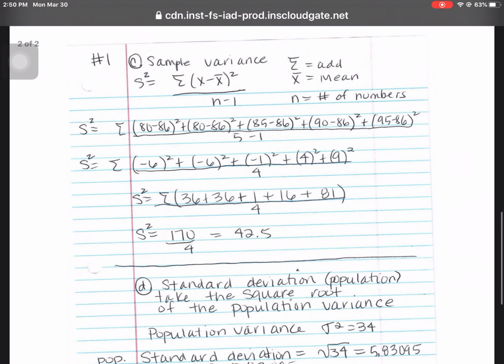Part C, the sample variance. It is very much the same except for what you divide by. The symbol for the mean is different just because we're talking about a sample. Sample variance is S squared. So the X minus X bar, the X bar means the mean. These are the same numbers, so those first two lines are the same, except for the denominator. Little n means how many numbers are in a sample, but this formula has n minus 1. So in the denominator, we have 5 minus 1 instead. The only difference here is going to be our denominator. 5 minus 1 equals 4. So the rest of the calculations are the exact same, except you divide by 4. So S squared equals 42.5.